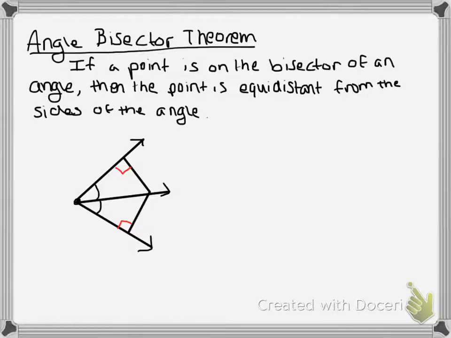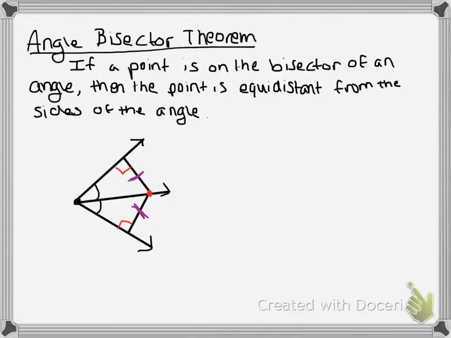If a point is on the bisector of an angle, so this is the point that's on the bisector of the angle, then the point is equidistant from the sides of the angle. Now we've used this word equidistant. You know that it means equal distance. That means that these two segments are congruent. That is the angle bisector theorem.